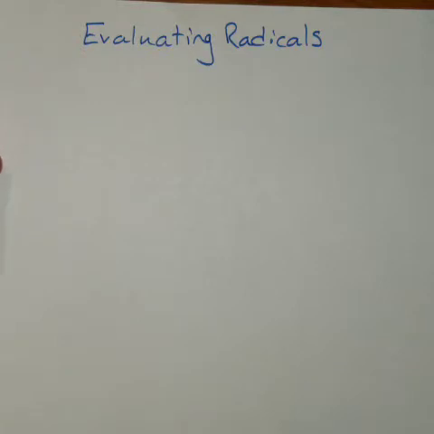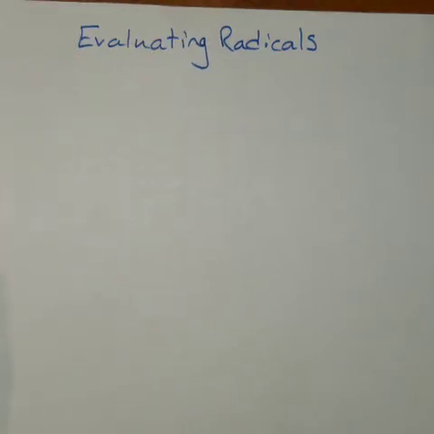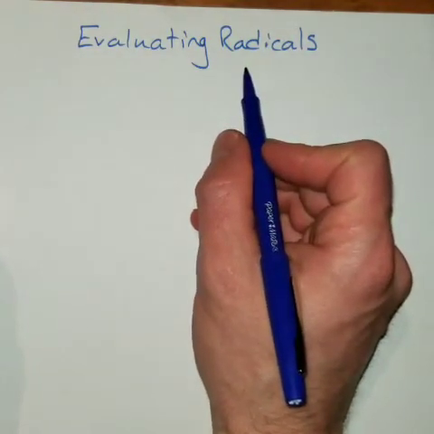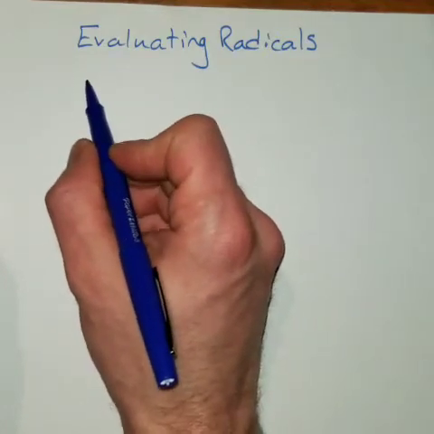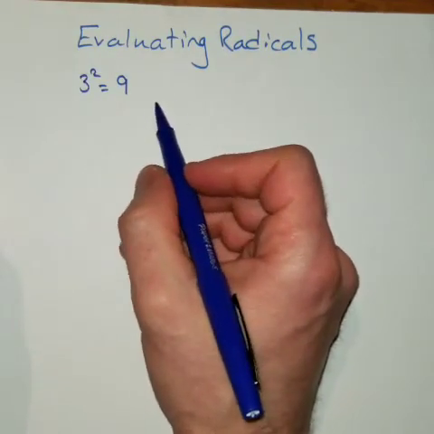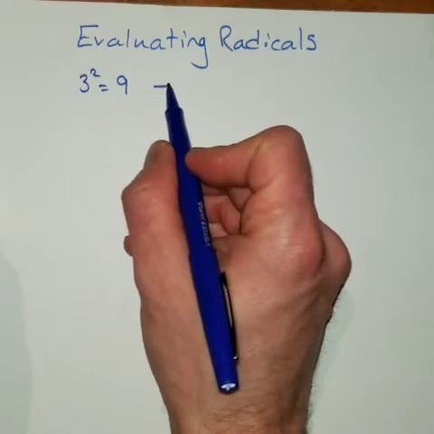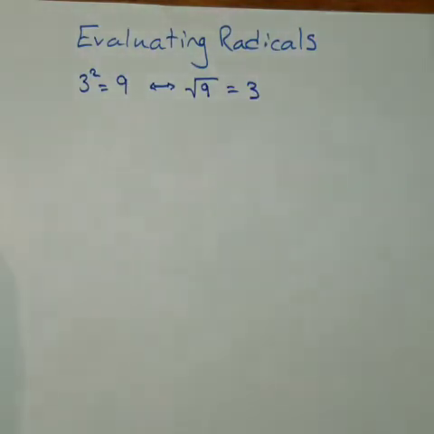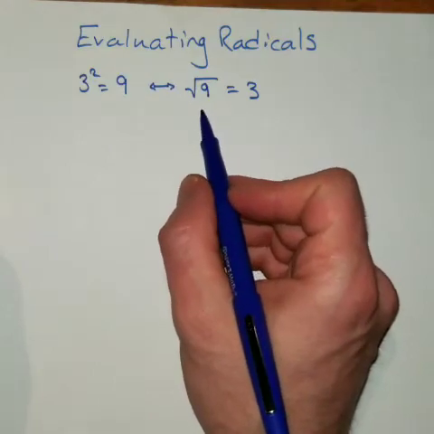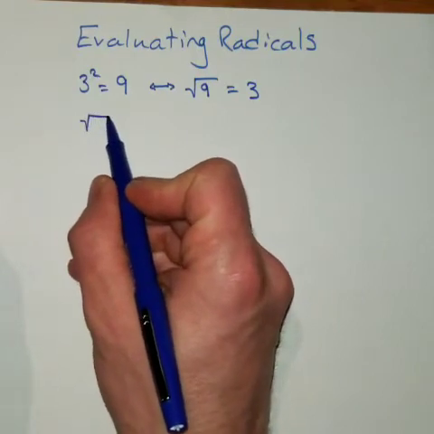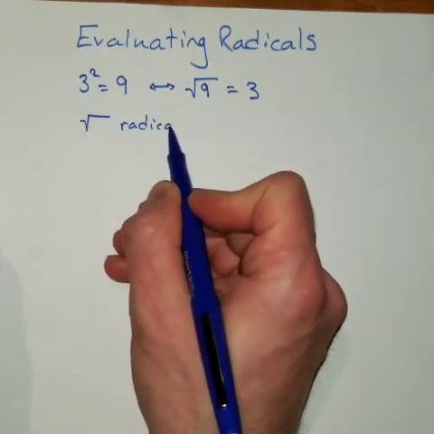Okay, so first, when we're looking at radicals, you guys probably remember that they are the reverse of an exponent. And so if 3 squared is equal to 9, then the radical that's related to that would be the square root of 9 is equal to 3. Okay, now in this radical expression, we have a couple things. First of all, we have what's called the radical sign. That's this symbol right here.